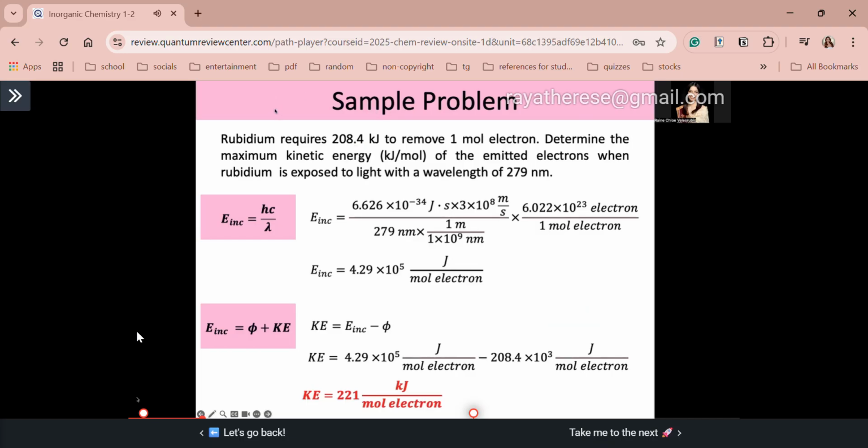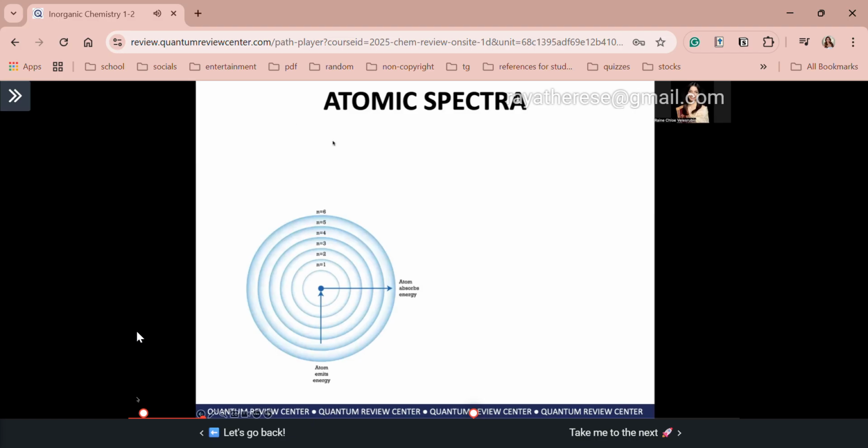So guys, I'll move on. Hydrogen is the simplest atom since it only consists of 1 electron. It is key to understanding the quantization of electrons and how they move in different energy levels.